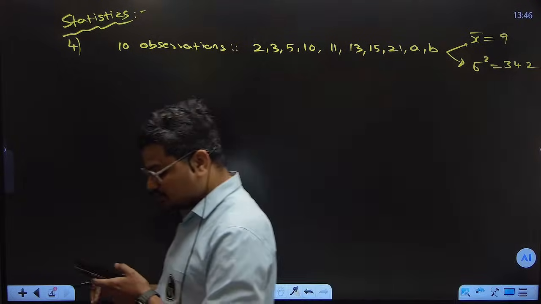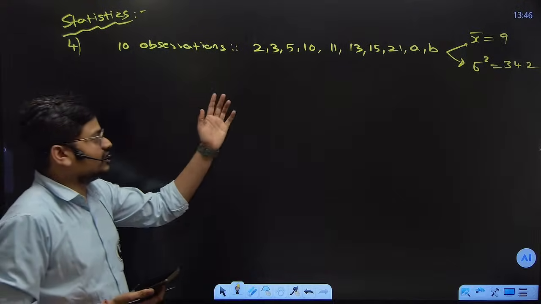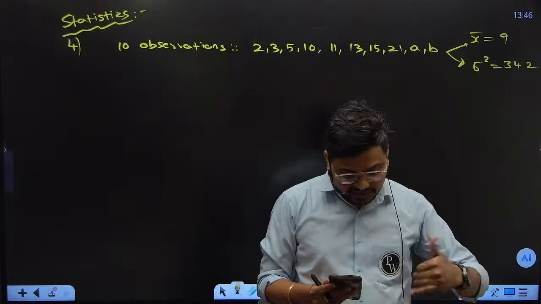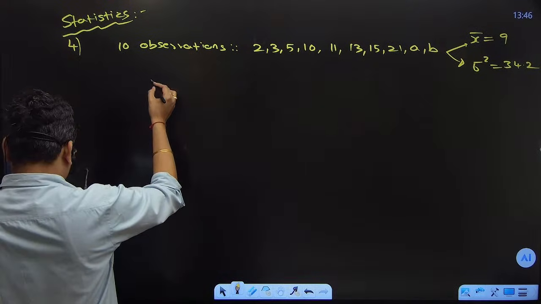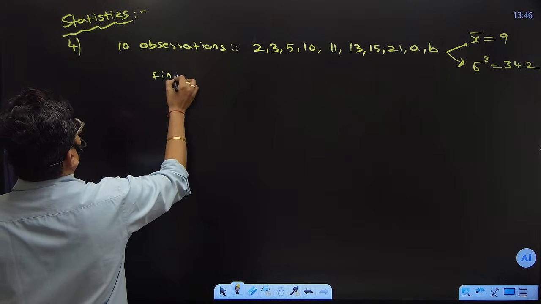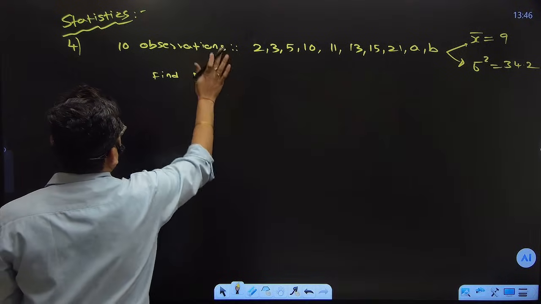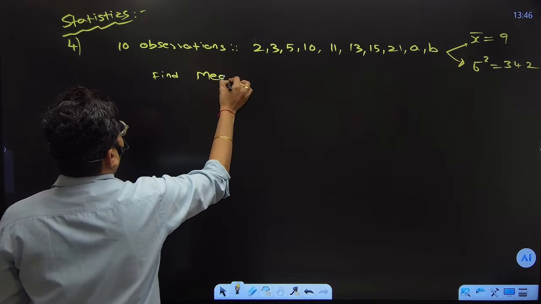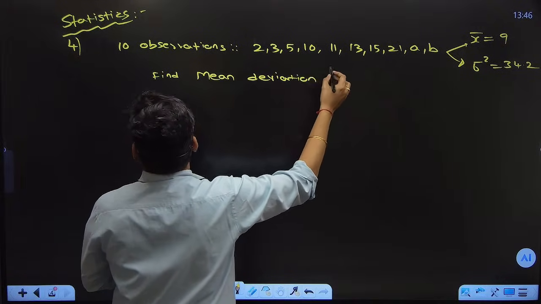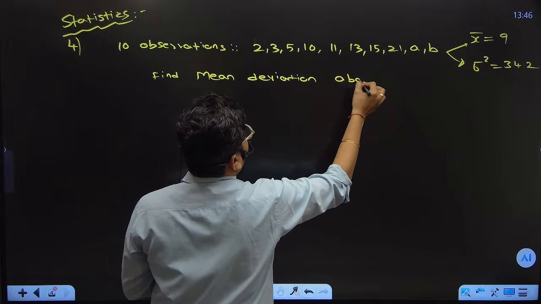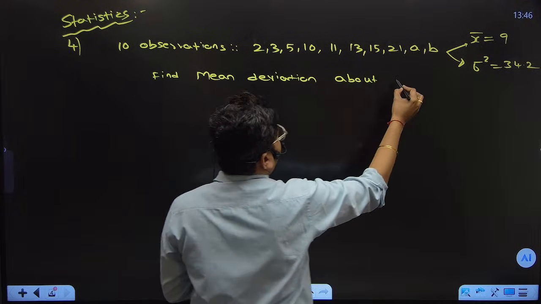Now you have seen many questions where after this they ask you to find the A and B values. In this question, they have extended it. They have asked you to find the mean deviation about the median.